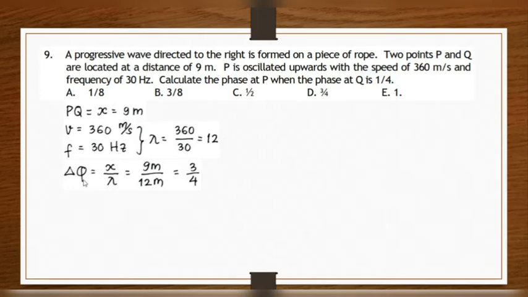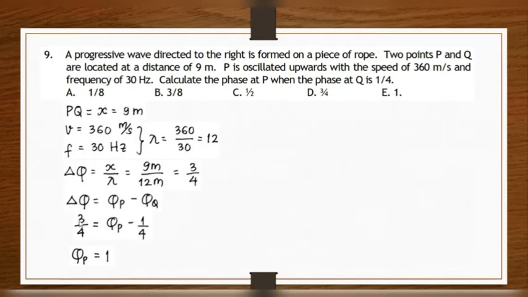Delta phi here is the difference between the phase at P and the phase at Q. We have to write it down as phi P minus phi Q. Why? Because point P oscillates first before Q. So the phase of P must be greater than the phase of Q. So we write it down as phi P minus phi Q.